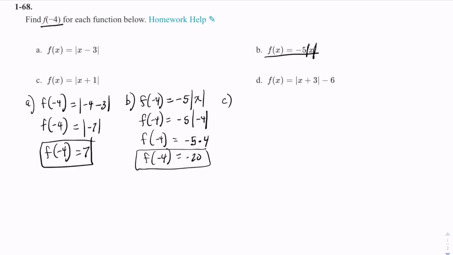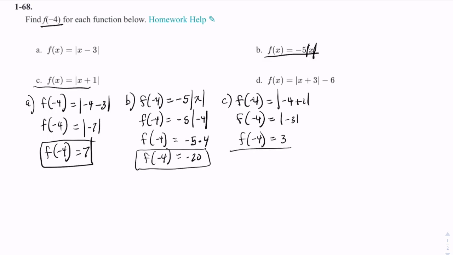Okay, for C, we have f of negative 4 equals absolute value negative 4 plus 1, right? Because we're using this one here. So f of negative 4 equals the absolute value. Negative 4 plus 1 is negative 3. So f of negative 4 equals 3, right? Absolute value of negative 3 is 3.